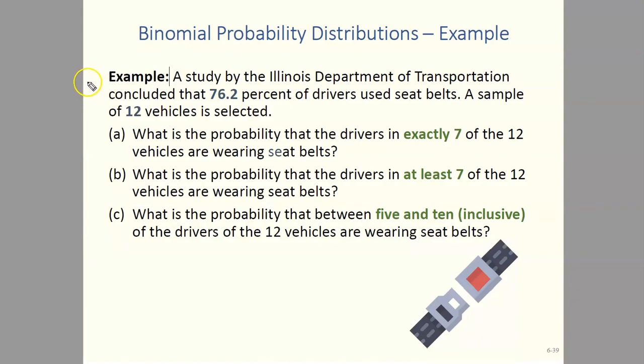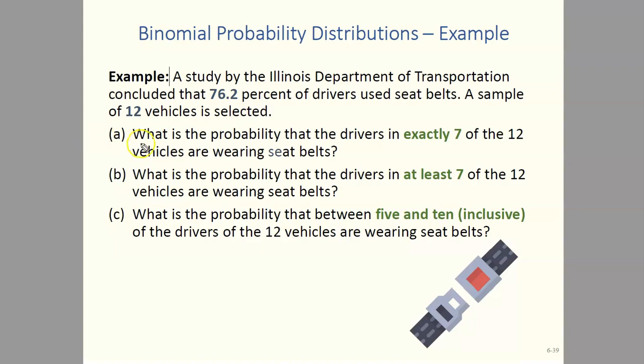Now in this example, we're going to use the cumulative binomial distribution. So for this problem, we have a study by the Illinois Department of Transportation, and they've concluded that 76.2% of drivers use seatbelts. Now we have a sample of 12 vehicles selected at random, and we have these questions.